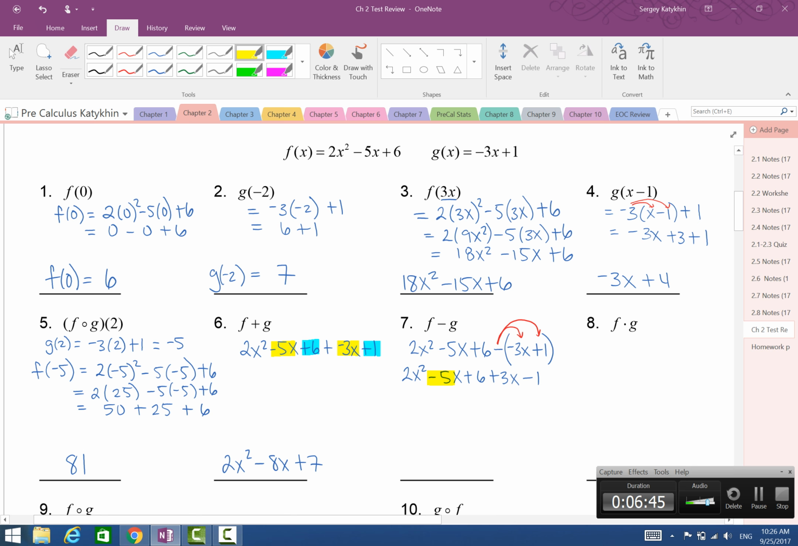Combining like terms, I do have a couple of things that I can put together. Doing that gives me the following: 2x squared, negative 5x plus positive 3x gives me negative 2x, and then positive 6 plus a negative 1 would be positive 5.